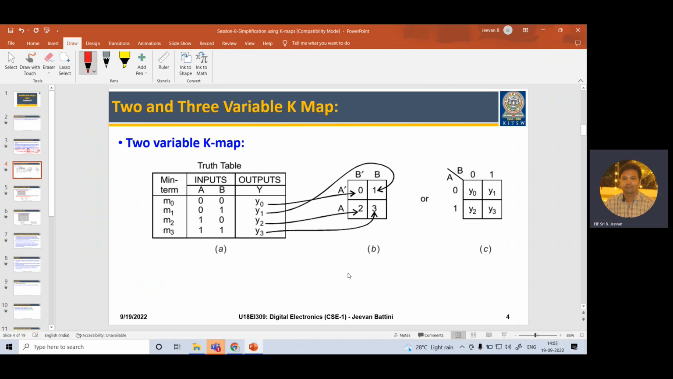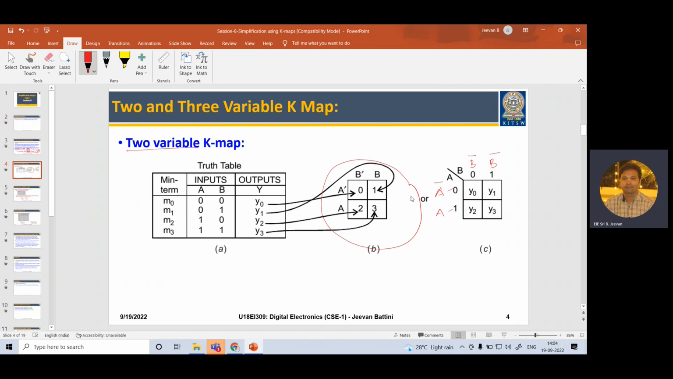There are different types of K-maps based on the number of variables. If there are two variables, the number of cells used in a K-map is 4: 0, 1, 2, 3. This is how it is represented. A is one side, B is another side. Possible values of A are 0 and 1; 0 is represented with A bar and 1 with A. And possible values of B are B bar and B, respectively 0 and 1.